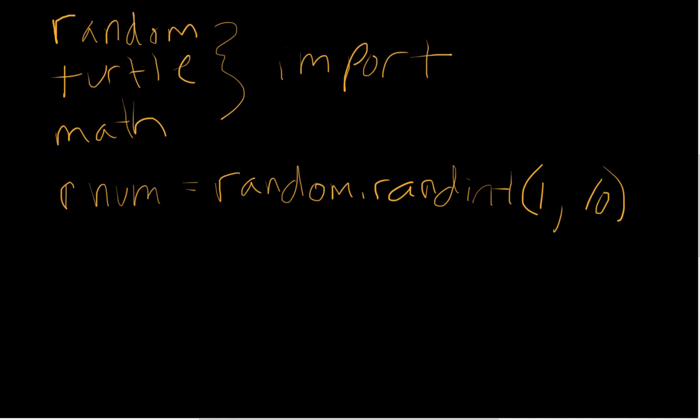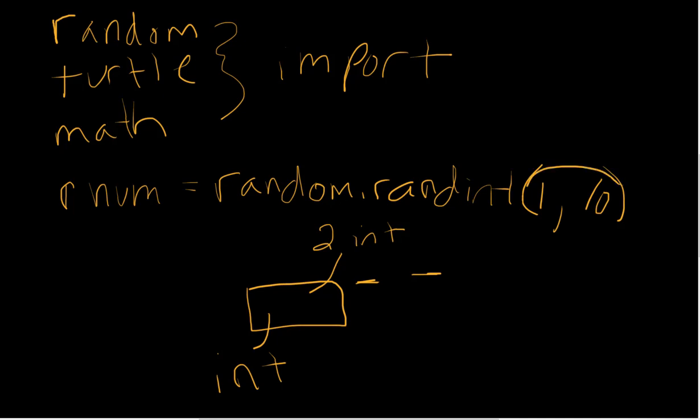In this case, the randint method that is a part of the random class, the random library, is going to return a number between 1 and 10. So our function sort of looks like this. This is our randint function. Our input is 2 integers, a starting integer and an ending integer. And the output is also going to be an integer between the starting and ending point, inclusive of the starting and ending point. So the randint function takes 2 integers, and it returns an integer that falls in between those.